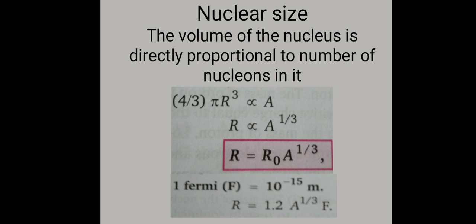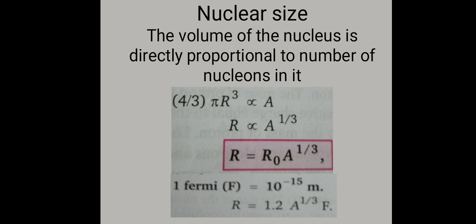Good morning to all. We can start with the new chapter 27, nuclear structure. First, we will be seeing nuclear size. Here we are saying the volume of a nucleus is directly proportional to the number of nucleons in it, where number of nucleons means mass number A.